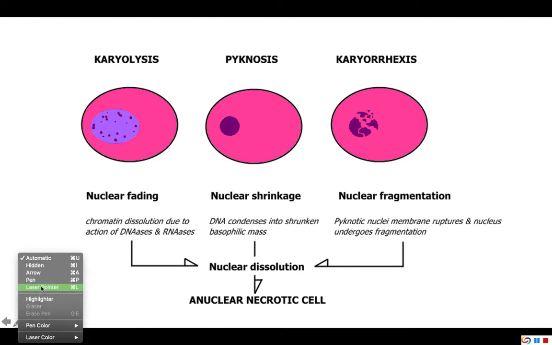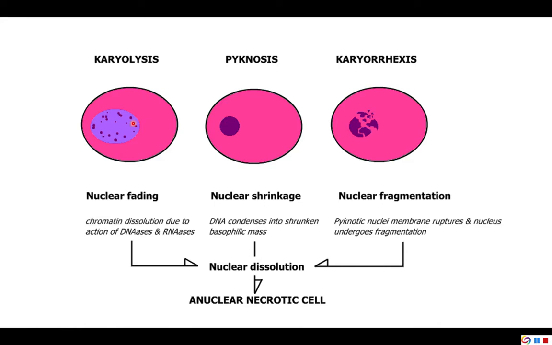You can see the nucleus itself is fading because the chromatin is dissolving. But then as the nucleus shrinks or becomes pycnotic, that is condensing, and as it's condensing, it becomes darker or more basophilic. Eventually that nucleus is going to fragment, and that is karyorrhexis. As all of this is happening, it becomes a fully necrotic cell.